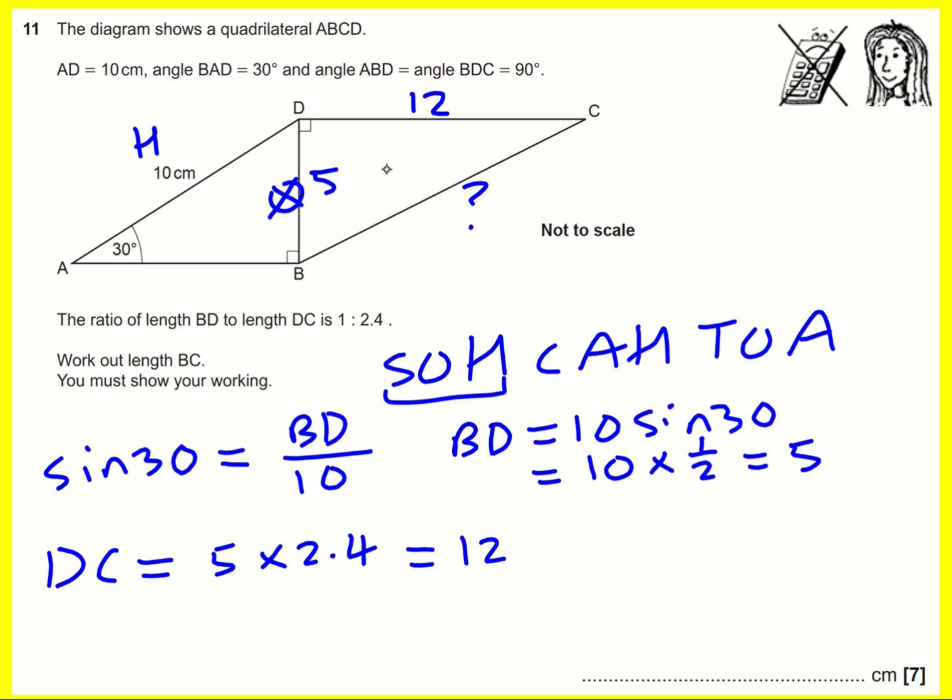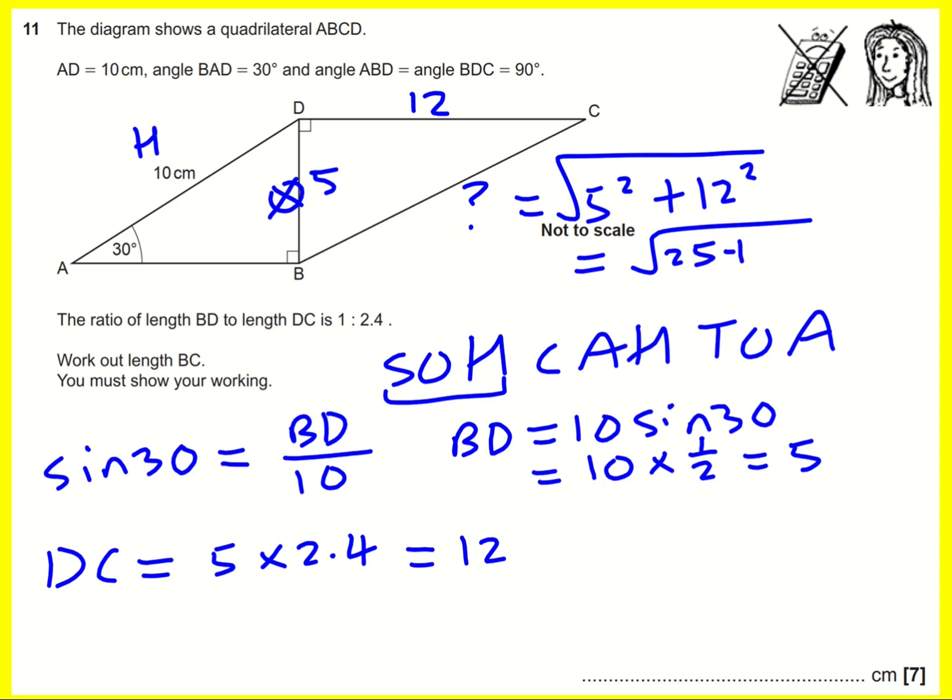And now we're left with this triangle here. And if I want to know what question mark is, I can use Pythagoras' theorem. It's going to be 5 squared plus 12 squared square rooted, which is 25 plus 144, which is 169. And in fact, that is 13. Square root of 169 is 13, so the final answer is 13.